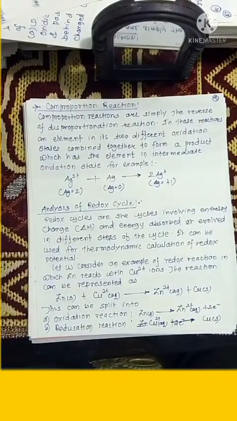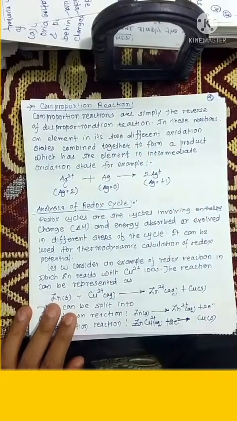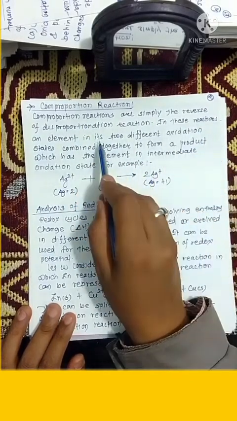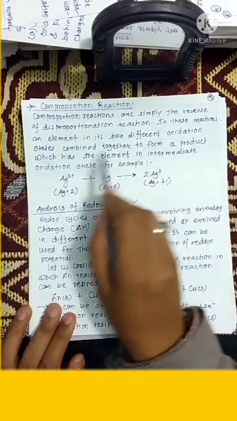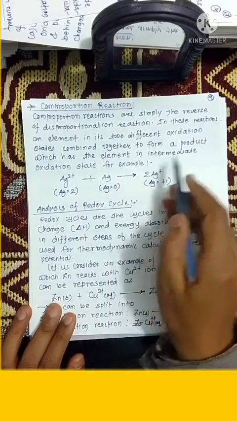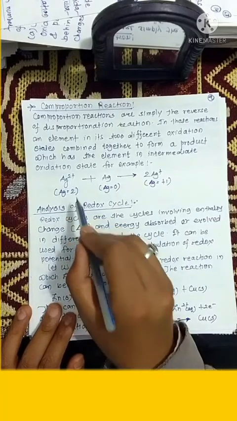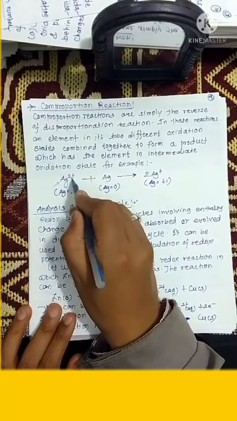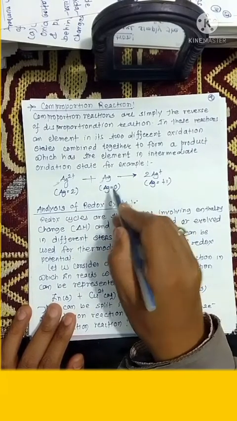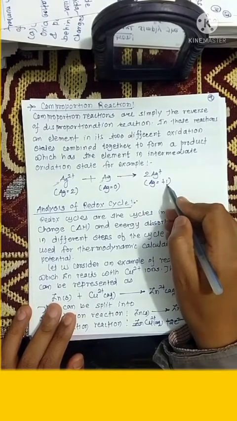Now we are going to see comproportionation reaction. This reaction is basically the inverse of your disproportionation reaction. In this reaction, an element in two different oxidation states combine together to form a product which has the element in an intermediate oxidation state. Just see in this reaction, this Ag has a 2+ oxidation state while this Ag has an oxidation state of 0. But in the product, we clearly see that the oxidation state of Ag is +1.